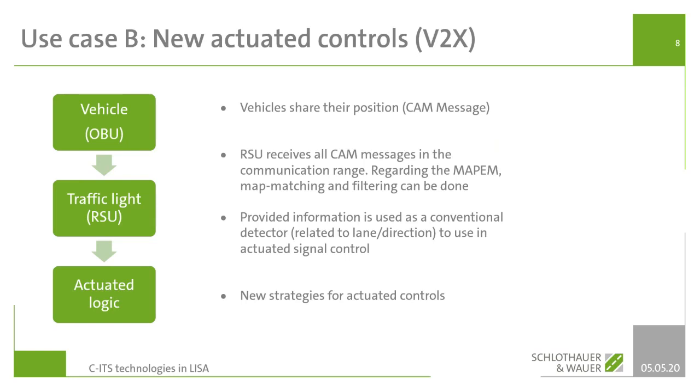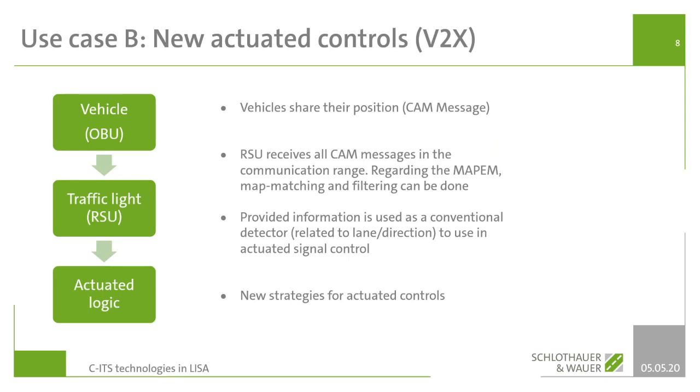The information flow in a vehicle to infrastructure communication: we have here the vehicle with the onboard unit, which shares the CAM information, the cooperative awareness message. Position and velocity are known by the traffic light, which receives that information by a roadside unit.